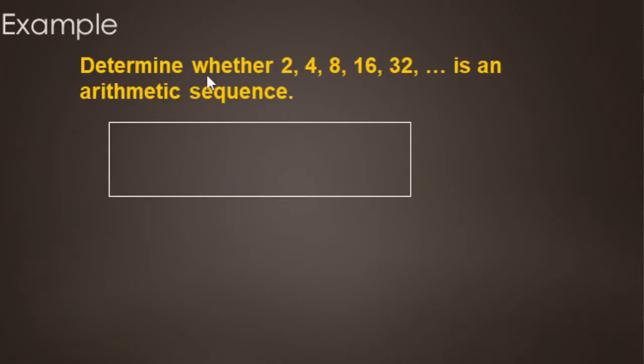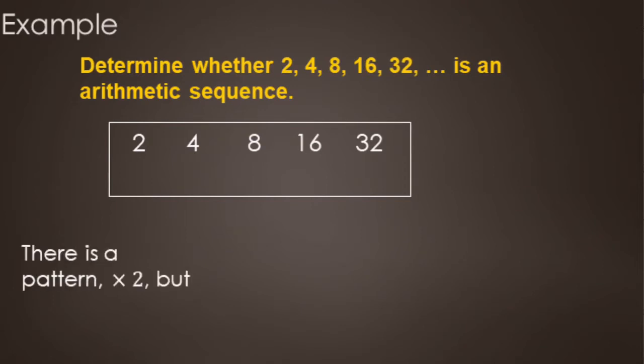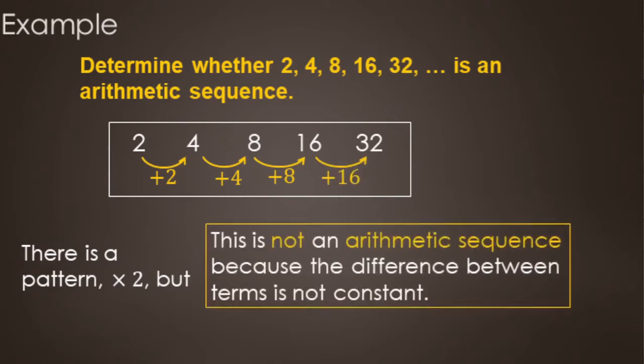We're going to determine whether 2, 4, 8, 16, 32 is an arithmetic sequence. Now, there is a pattern. 2 to 4, you can multiply by 2, 4 to 8, multiply by 2, 8 to 16, multiply by 2, 16 to 32, multiply by 2. However, for an arithmetic sequence, it needs to be an add or subtract pattern. So in this case, we're only looking at addition. That's a +2, that one's a +4 from 4 to 8, 8 to 16 is a +8, and 16 to 32 is a +16. So in this case, no, it is not an arithmetic sequence.